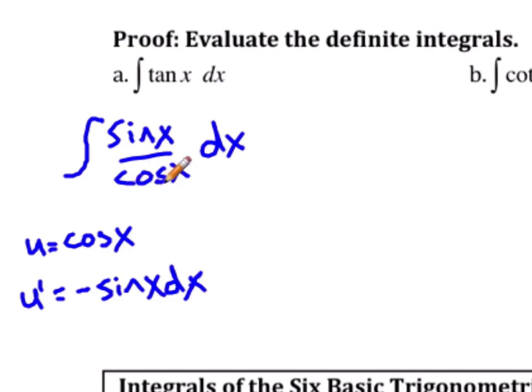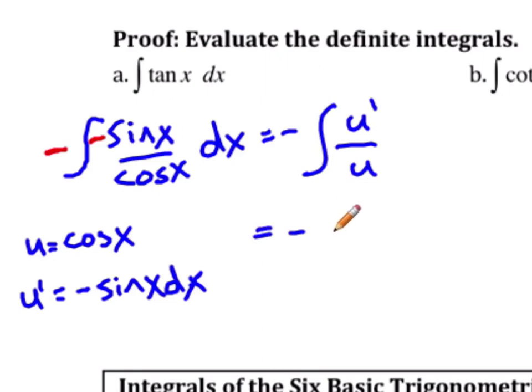Okay, so we can see here that we have our cosine x on the bottom, but we need a negative sine x dx, and right now we have a positive sine x. So what we need to do is make this be negative, and then to keep it balanced, we're going to put a negative on the outside. Now we really have the negative integral of u prime over u. And this right here, the integral of u prime over u, is simply natural log. So this equals the negative natural log of the absolute value of u plus c.